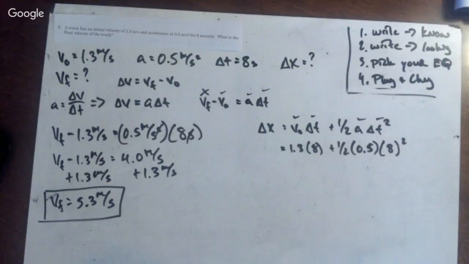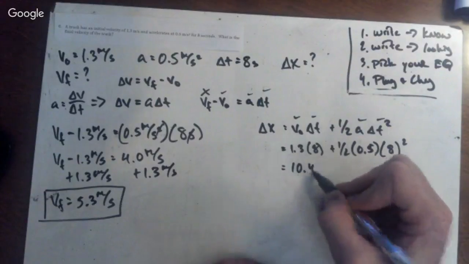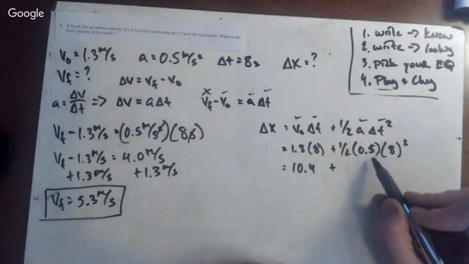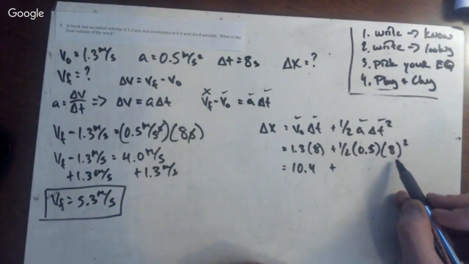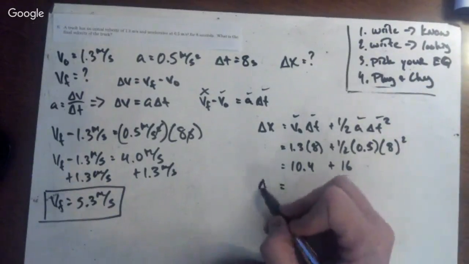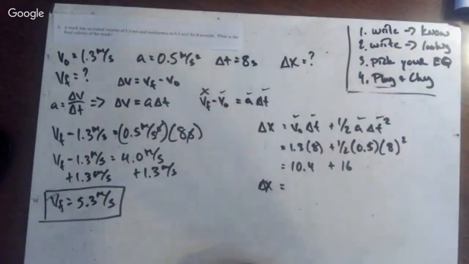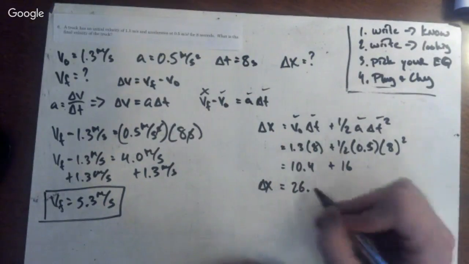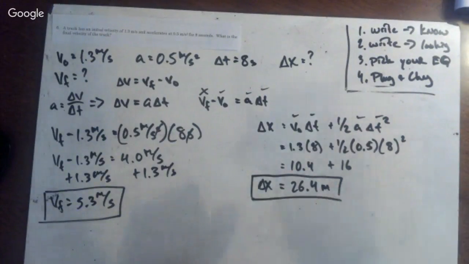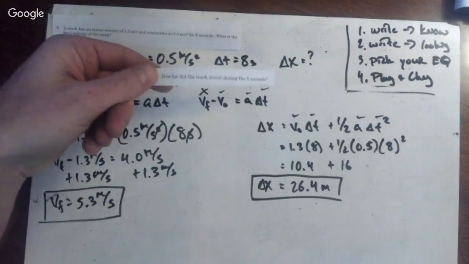So 1.3 times 8 is 10.4. 1/2 times 1/2 is a quarter. 8 squared is 64. 1/4 of 64 is 16. So our total change in position over this 8 seconds right here is 26.4 meters. And actually, that was going to be the next question, but I went ahead and did it anyway.